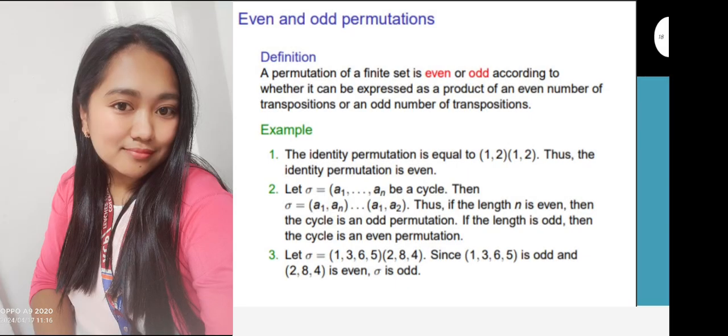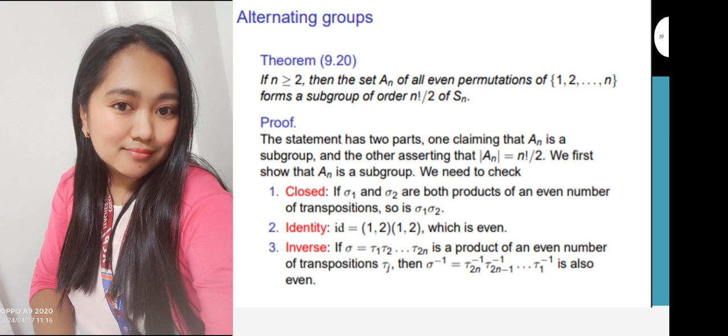So according to its definition, the even and odd permutations: a permutation's parity is determined by its expression as a product of transpositions. This concept is essential for analyzing the symmetry and the properties of permutations. Since we already discussed what is transposition, even and odd permutations, let us now dive into the alternating groups.